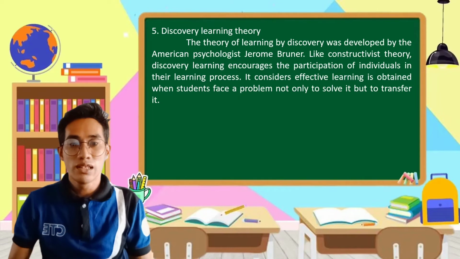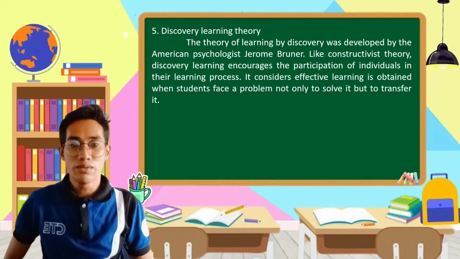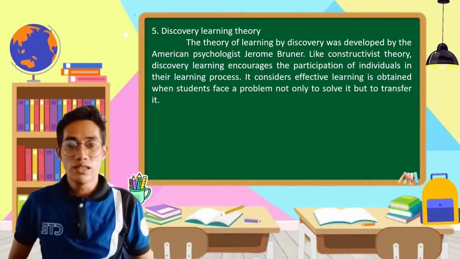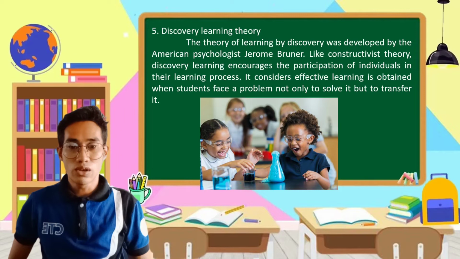Fifth, discovery learning theory. The theory of learning by discovery was developed by the American psychologist Jerome Bruner. Like constructivist theory, discovery learning encourages the participation of individuals in their learning process. It considers effective learning is obtained when a student faces a problem not only to solve it but to transfer it. An example: students are given a problem to solve. In order to solve the problem, students must gather information, research, and ask questions about possible solutions to the given problem.